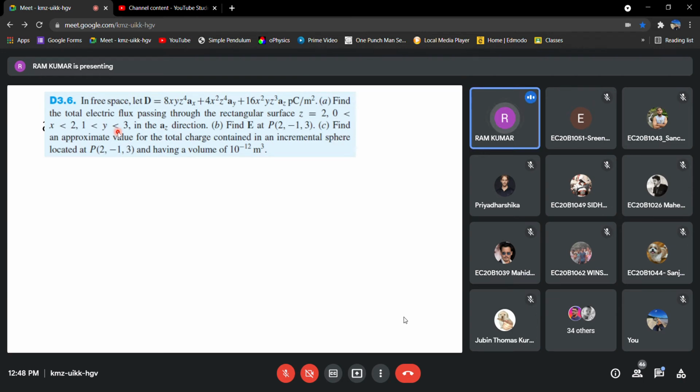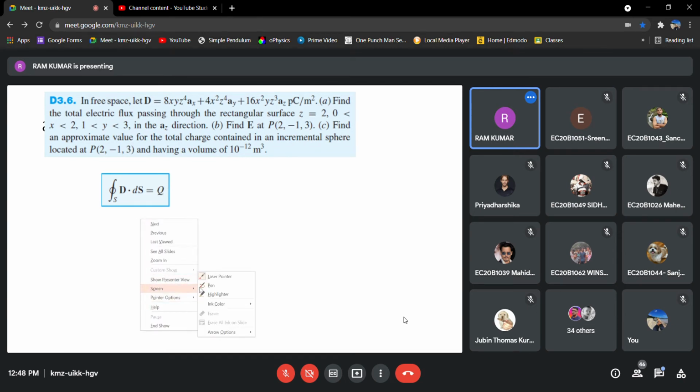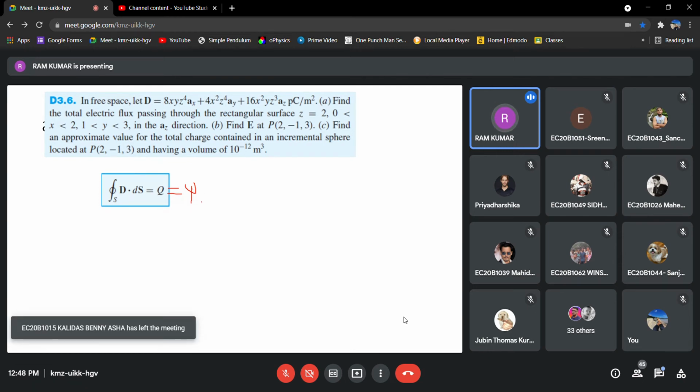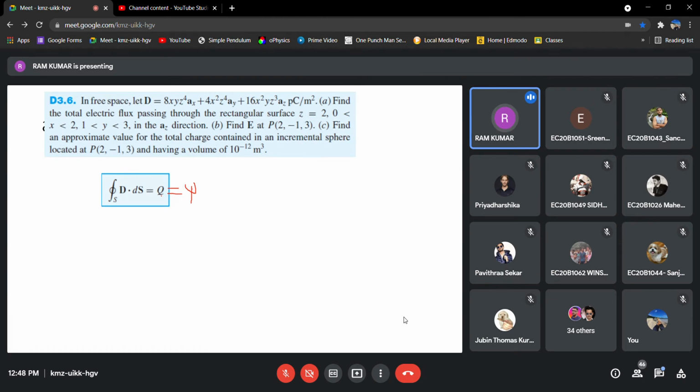Just now I explained, no. The surface integral of D dot dS is simply equal to the electric flux psi. There is the formula. So don't confuse this Q; Q is equal to psi. Actually, we do represent the electric flux as psi. So both are the same, don't confuse that. Apply this formula and find out. Everyone just work it out.